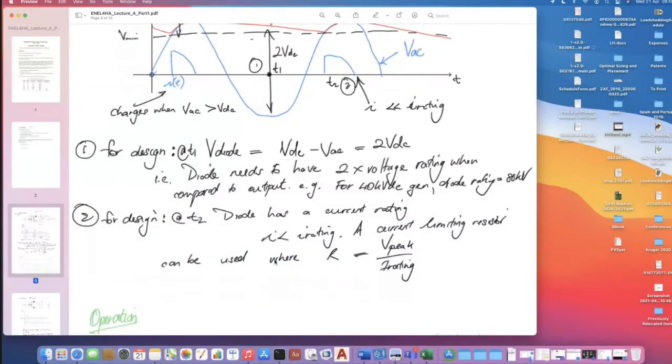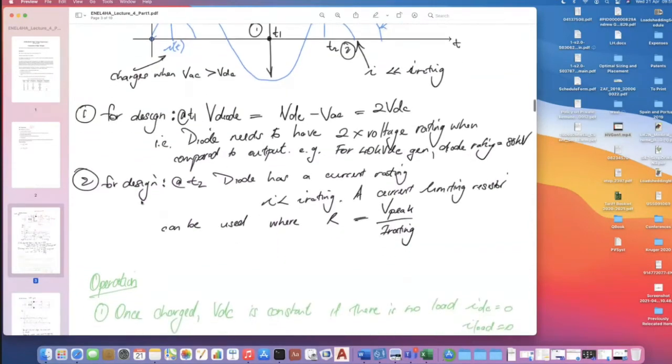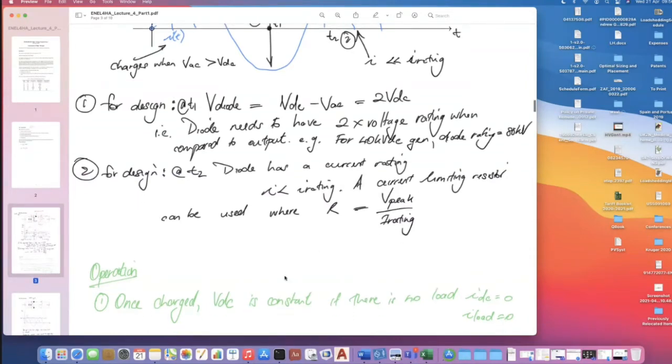Right, so the number one point for design, the V diode is equal to 2 VDC. And I've stated that already. So for a 40 kV DC generator, the diode rating needs to be 80 kV. For the current, the diode needs to have a high enough current rating, or you can use a current limiting resistor. And you can just use that equation there.